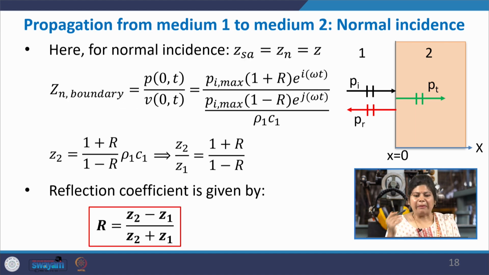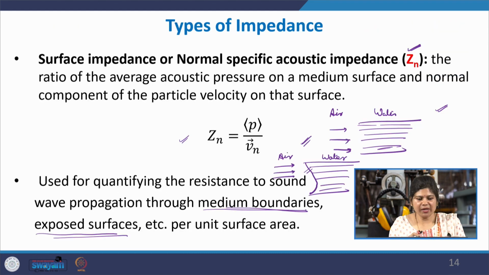So, by definition, what is the normal specific acoustic impedance? It is the average pressure divided by the velocity. But let me quickly tell you, this is the specific acoustic impedance.